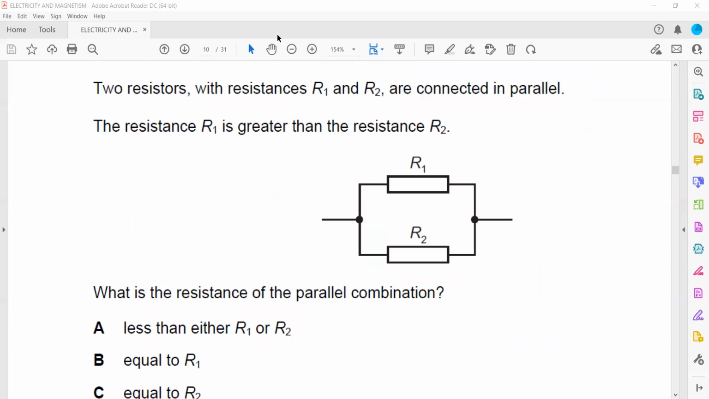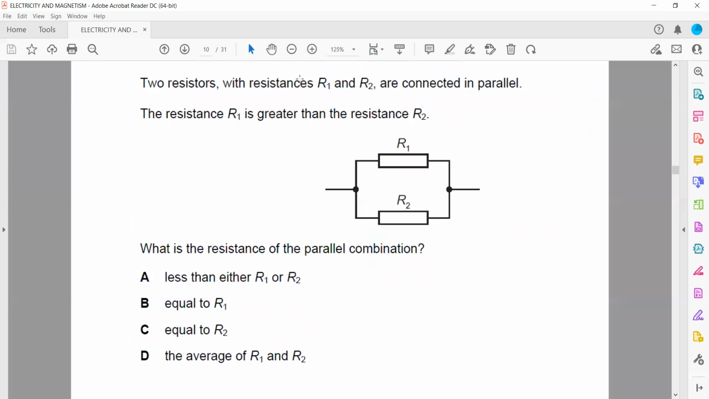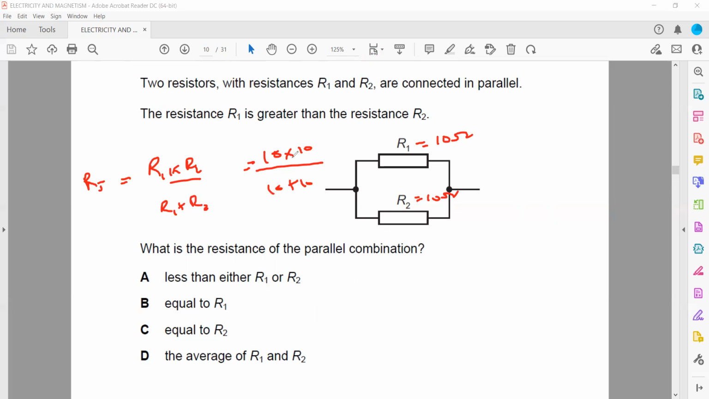Two resistors are connected in parallel. Whenever two resistors are connected in parallel, the combined resistance is the product divided by sum. To understand this, you can take any value. For example, I took 10 and 10. So what is the combined resistance of these? When two resistors are there, we can use the product divided by sum to get the combined resistance. So the product is 10 multiplied by 10. The sum is 10 plus 10. So 100 divided by 20, that is equal to 5.